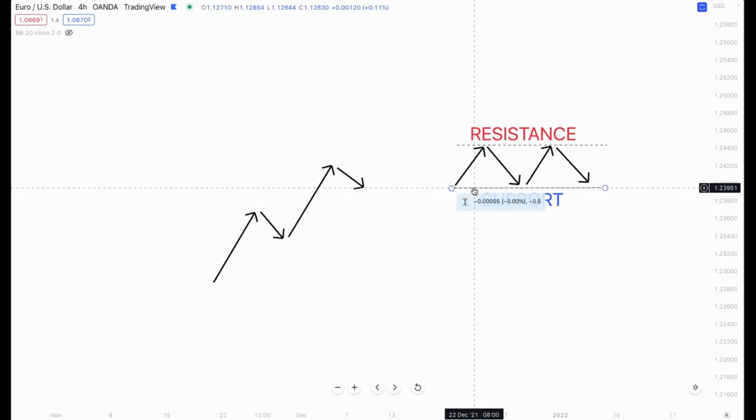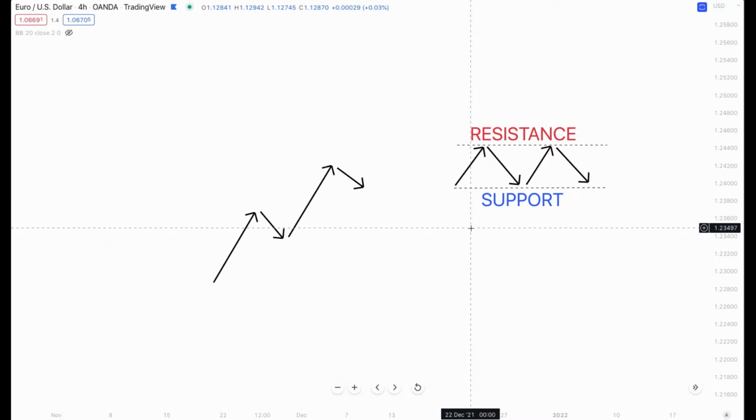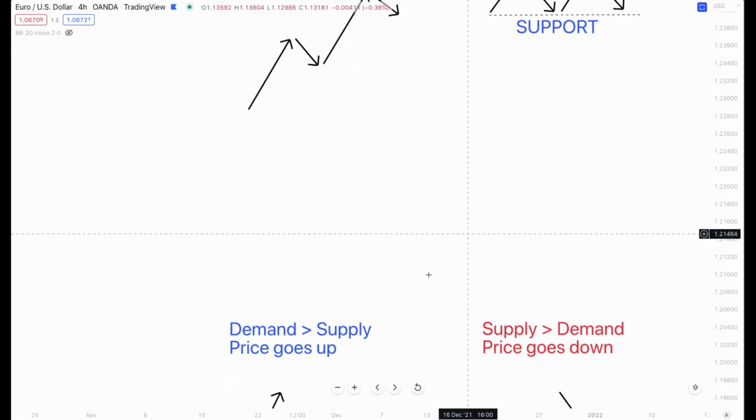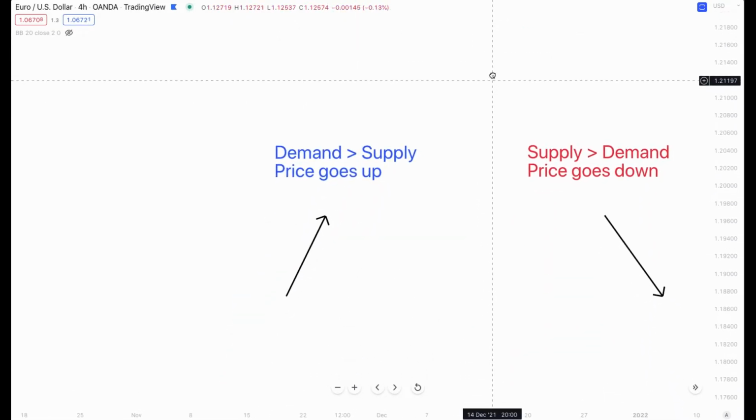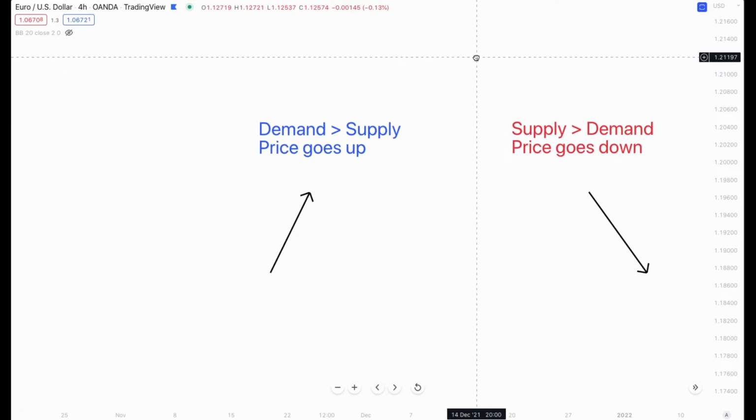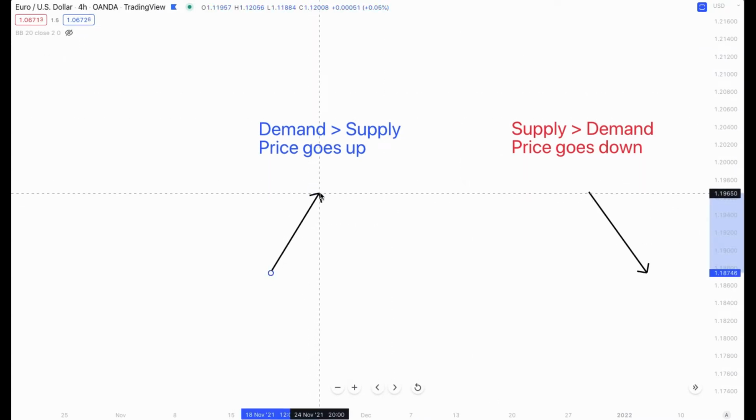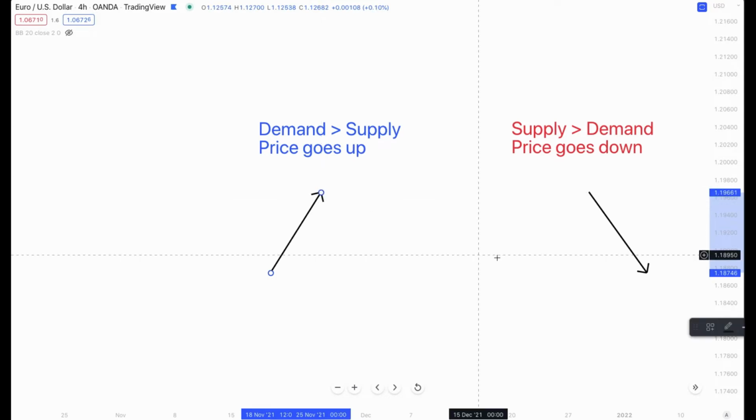Okay, but now there are two other terms that we can use when we say support and resistance. We also have supply versus demand. Now, let's keep it simple. This is the same thing. Let's give an example quickly.